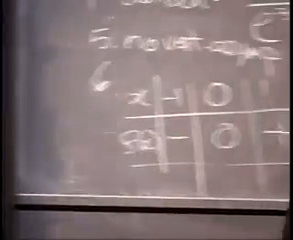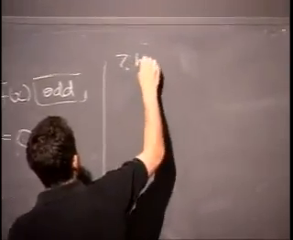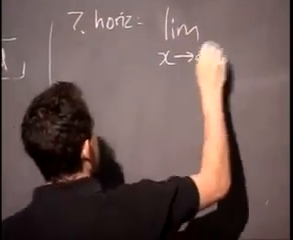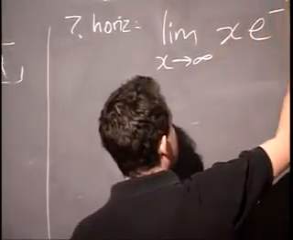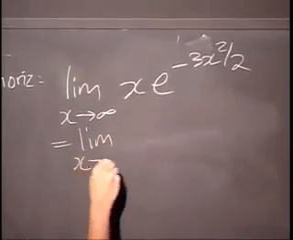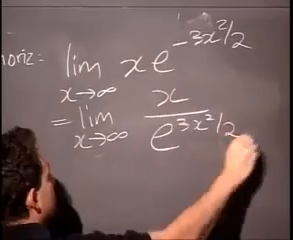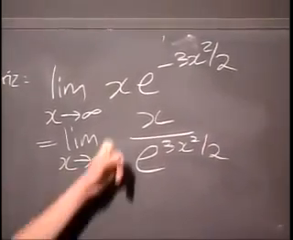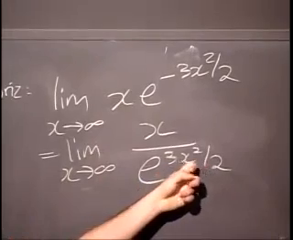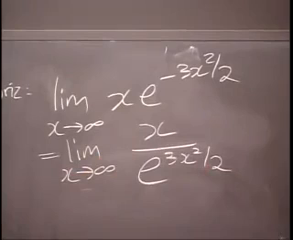So in order to make things a little more concrete, let's move on to step 7 and look at the horizontal asymptotes if there are any. Take the limit as x goes to infinity of x e to the minus 3x squared over 2. And in this particular case, I'd like to write this as x over e to the 3x squared over 2. So what happens as x becomes large? Well, the top goes to infinity, x squared becomes huge, 3x squared over 2 huge, and exponential of it is huge. So you get actually infinity over infinity. The question is which one wins?